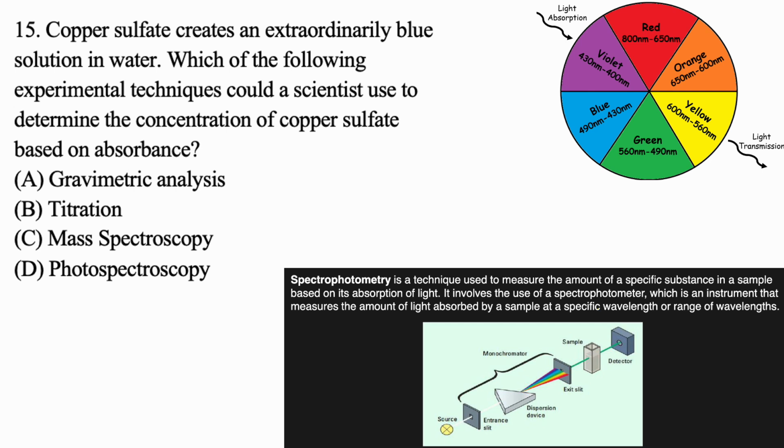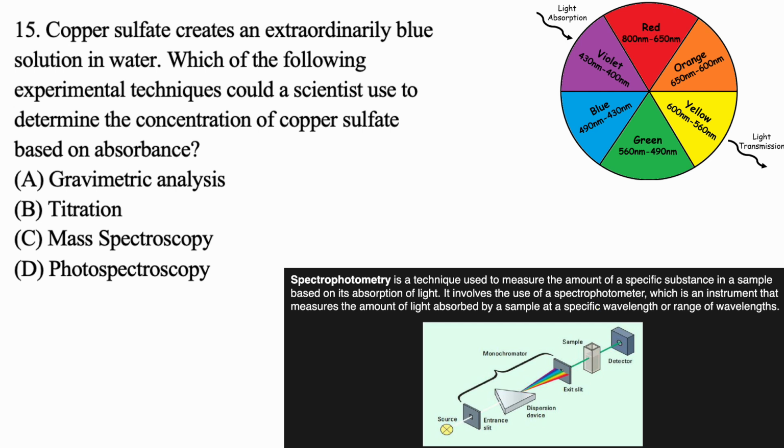Copper sulfate creates an extraordinarily blue solution in water. Which of the following experimental techniques could a scientist use to determine the concentration of copper sulfate based on absorbance? So we've been learning about spectrophotometers for lesson 13 in unit 3. And remember, it talks a lot about color and wavelength, and how when you put in a solution that's a certain color, you're going to shine a light that is opposite on the color wheel in order to show those specific absorption levels of light.